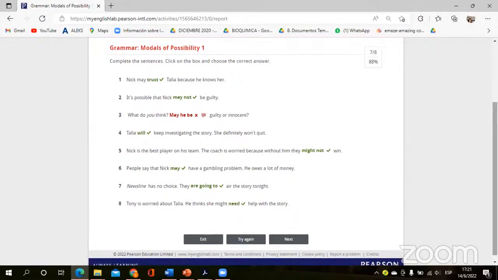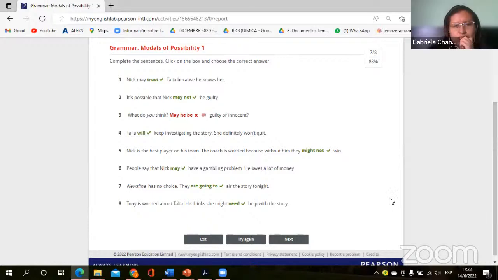Okay, Chris. So just the exercise. What do you think? May he be guilty, or maybe the other option, because how could we translate that sentence? The other option is he guilty or innocent?